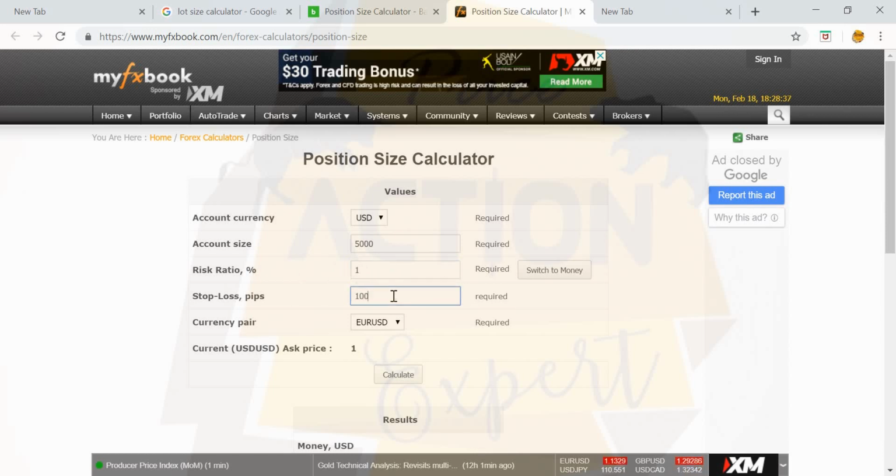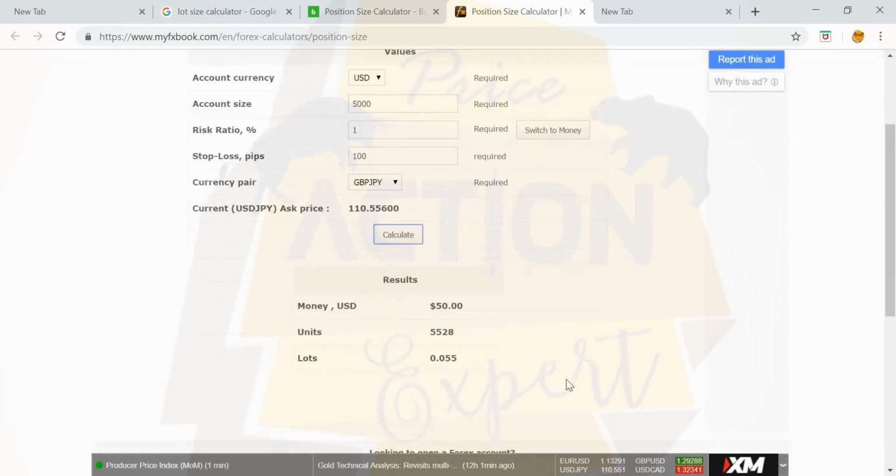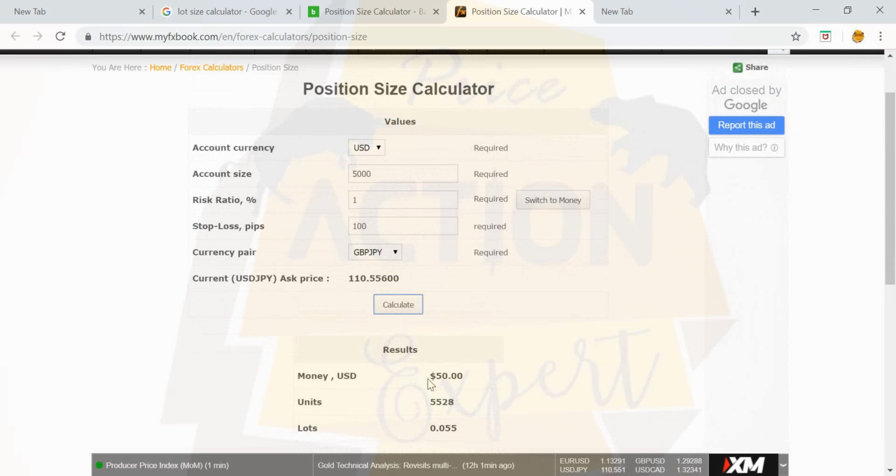1% risk here and stop loss. Let's say we are keeping it to 100 pips, for example. Currency pair: I've shown a GBP JPY pair. Let's take that and click calculate here. That's it. It's done. 1% of 5,000 is $50. That's what 1% risk means. This is the amount that you would be losing if you take a trade based on 1% risk with the stop loss of 100 pips.